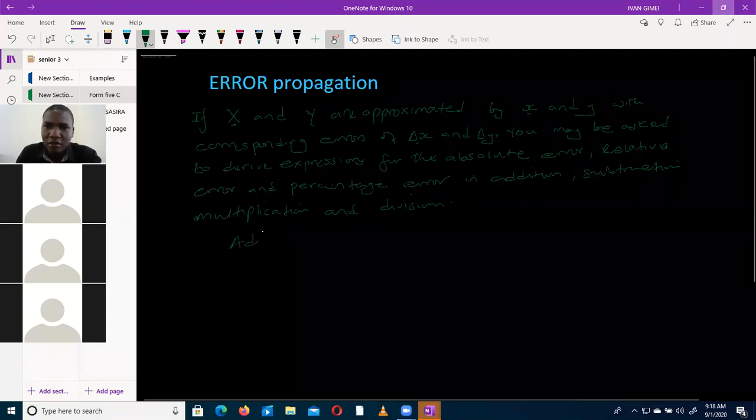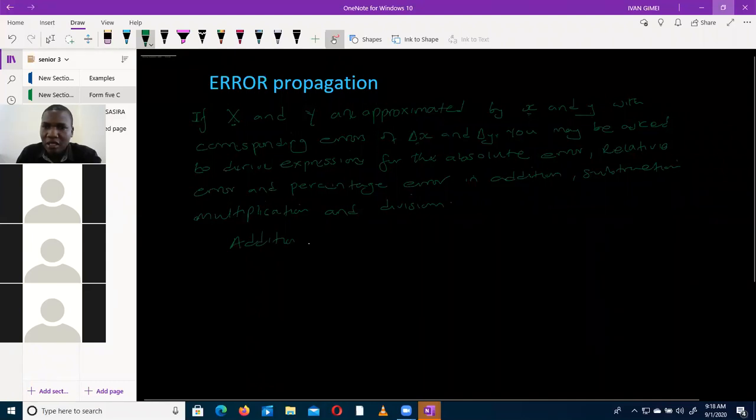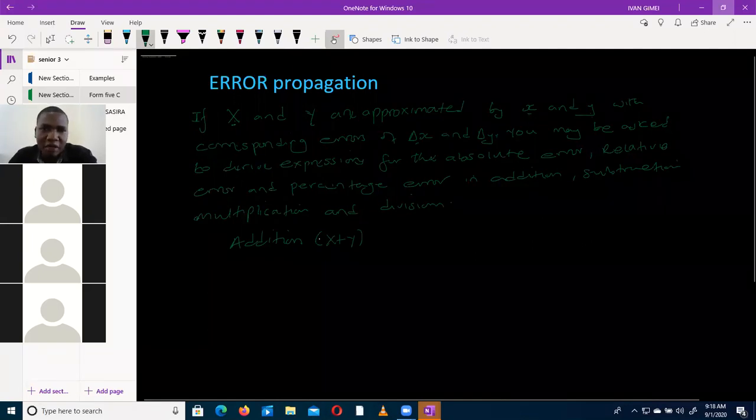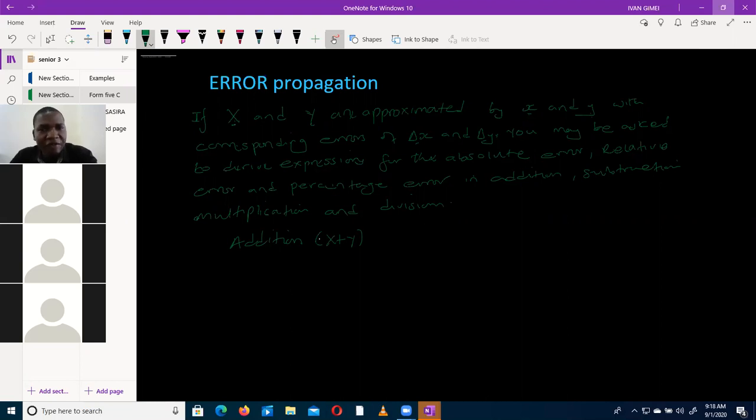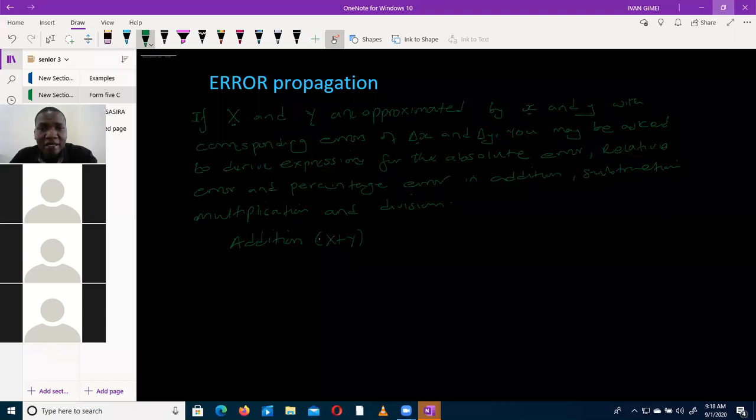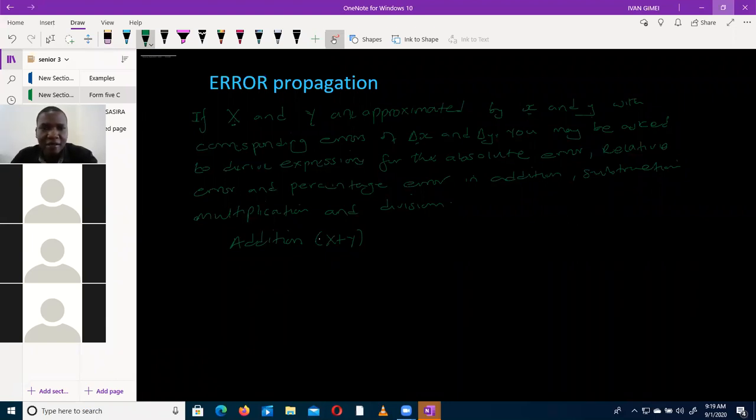Addition. That means we're dealing with x plus y. For instance, you may measure the length of maybe a rectangle as x, then you measure the width of the rectangle as y. Then if x has its own error, maybe it is subject to error, then y is also subject to error. They may ask you to find the error that will be there in the perimeter of that rectangle due to the errors in length and width.